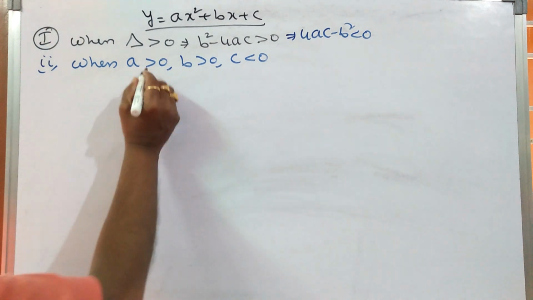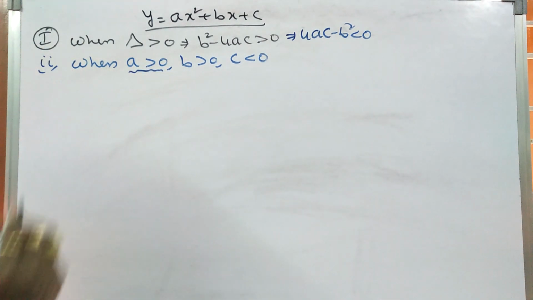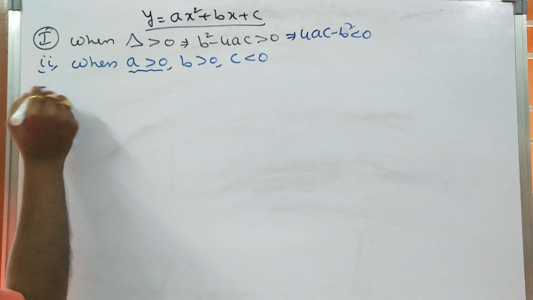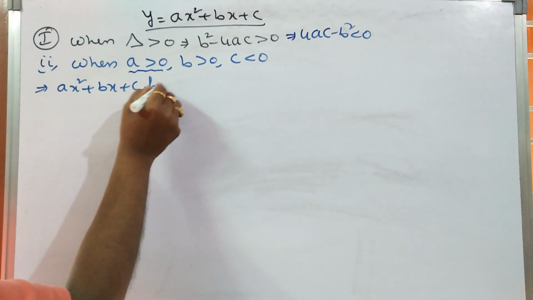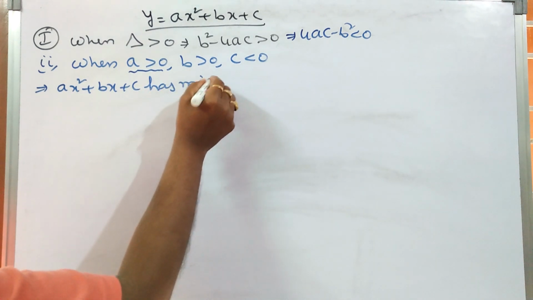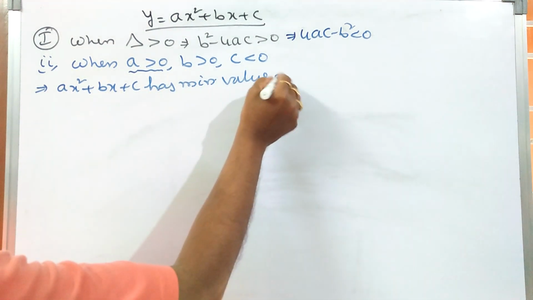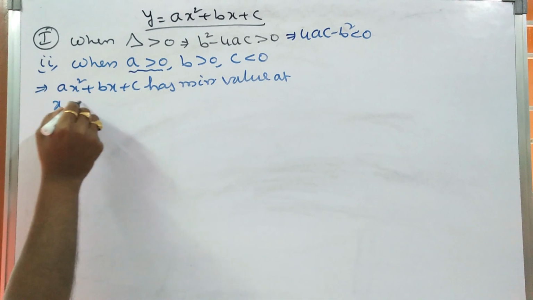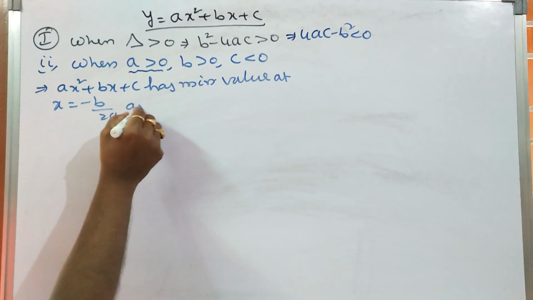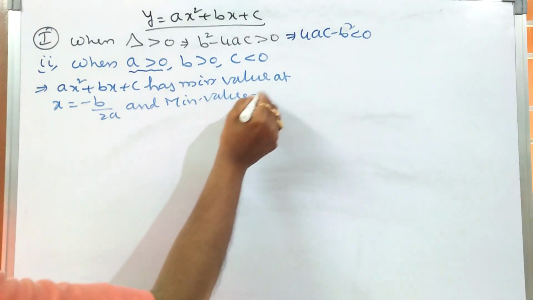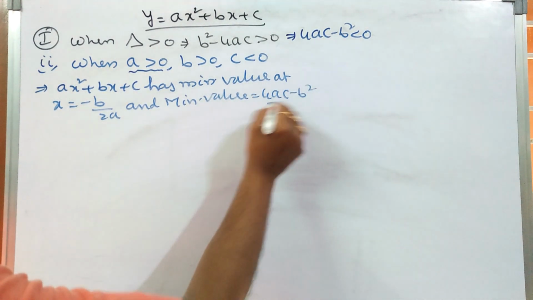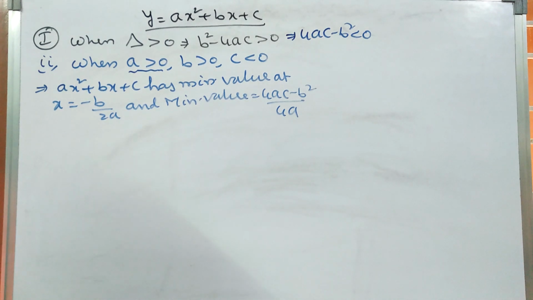Now, a greater than 0. Whenever a is greater than 0, the function will have a minimum value. Ax square plus bx plus c has a minimum value, which means an upward parabola. Minimum value at x is equal to minus b by 2a, and the minimum value is equal to 4ac minus b square by 4a. Now let us see.